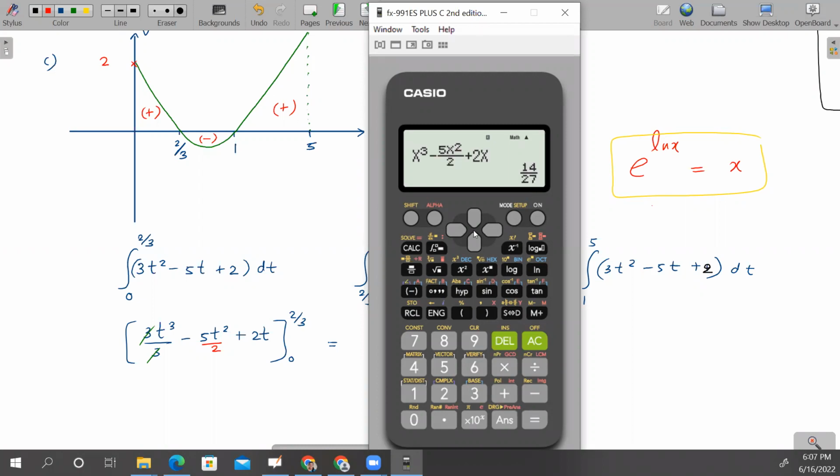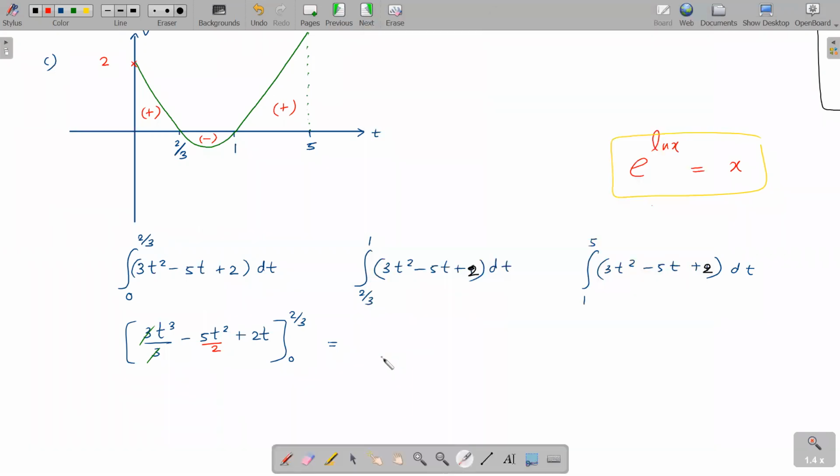I get the answer as 14 over 27. Is that correct? 14 over 27 when you give the first limit, t is 2 over 3, minus the second limit, when t is 0. When you give t is 0, you can directly see everything becomes 0. So the first part, the area under the graph, is 14 over 27. Do you agree? The second part, let's get the area of t cube minus 5t square over 2 plus 2t.